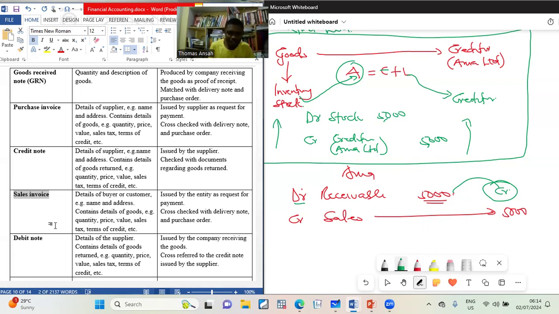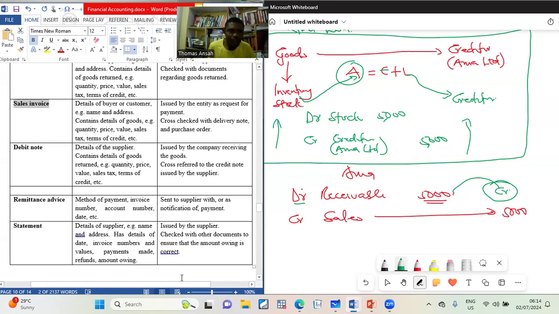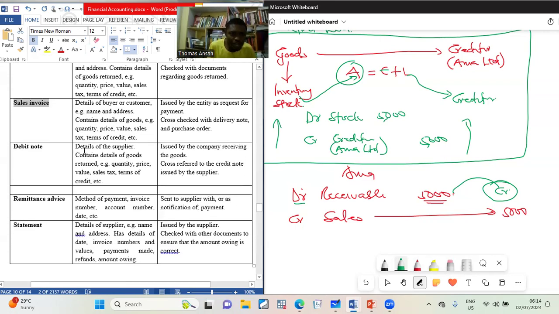That is normal. But the debit note also contains the details of goods that your customer has returned, not you returning to your supplier, but the customer has returned. So get to know that. It is issued by the company receiving the goods, so the customer who was receiving the goods issues that. Now what you do is cross-reference it to the credit note. It's just the opposite, and that's why we call it cross-referred.